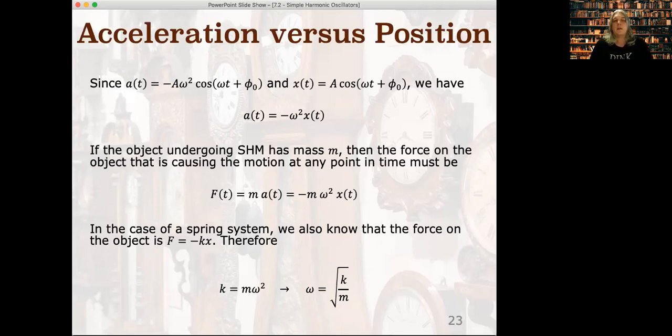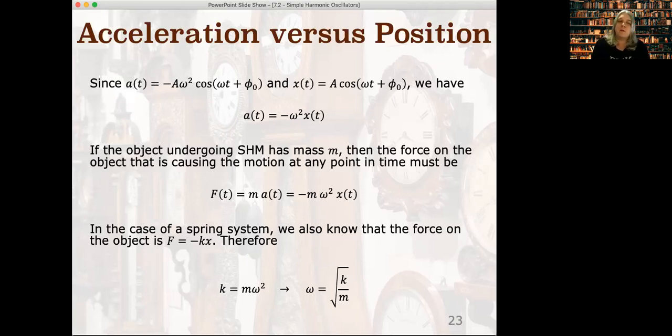If the object undergoing simple harmonic motion has a mass m, then the force has to be ma, or m times omega squared x, because we just saw that a was negative omega squared x as a function of t. So we've got F equals negative m omega squared times x. Choose any instantaneous time, any t value at all, and you see that F is equal to negative m omega squared times x.